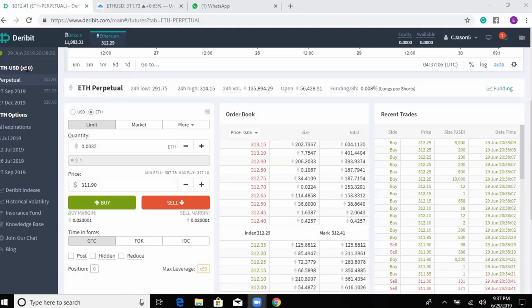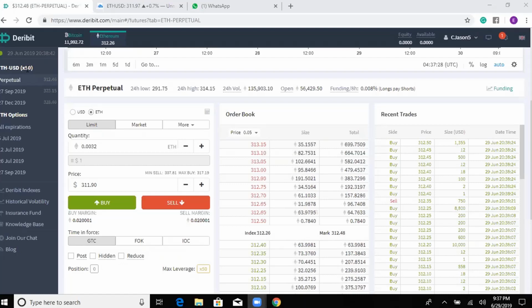Let's say Ethereum makes a 1% move in the traditional market. Since you're doing leverage trading here, you actually make 50%. And if Ethereum were to make a 2% gain or 2% move, you make 100%.